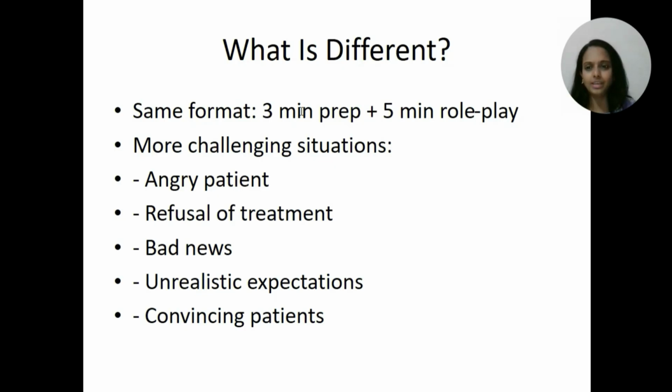Technically, the format is the same: 3 minutes preparation, 5 minutes role play. But practically, it feels different because Role Play 2 often includes more challenging situations such as dealing with an angry patient, handling a refusal of treatment, explaining bad news or risk, managing unrealistic expectations, convincing a patient to follow medical advice. So, this is not just explanation, right? This is negotiation plus emotional management plus your communication skills.